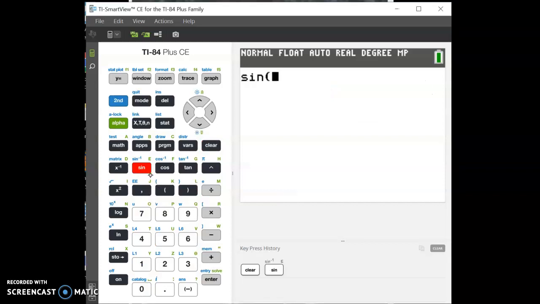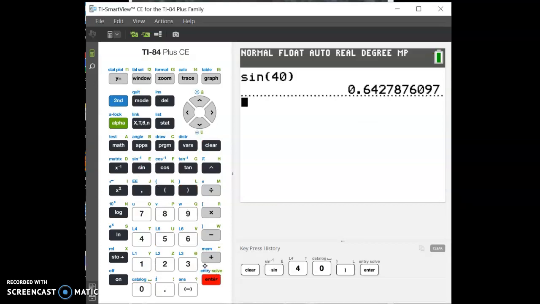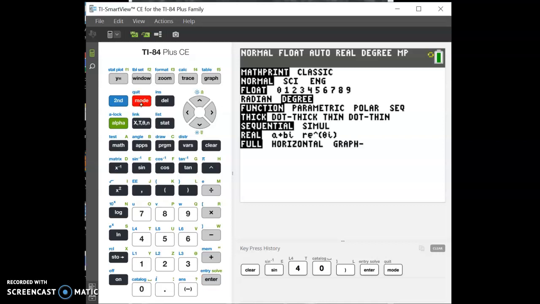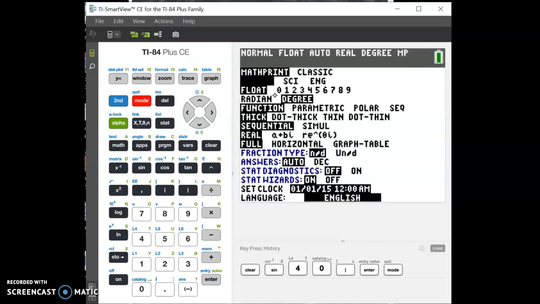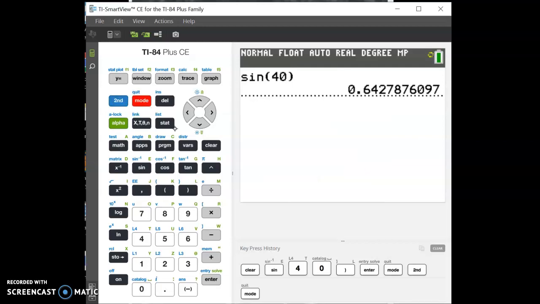So I'm going to type sine 40 on my calculator. When you do this, you want to make sure you're in degree mode, right? Because you can measure angles in both radians and degrees. If I go into mode here, I'm in degree mode. So make sure your calculator is set to degree mode, not radian. And when you do sine 40, you should get this number, 0.64.